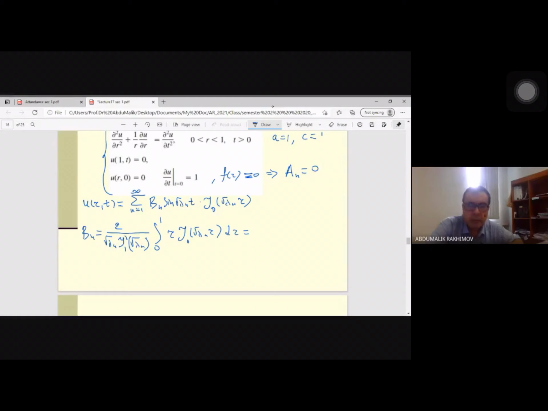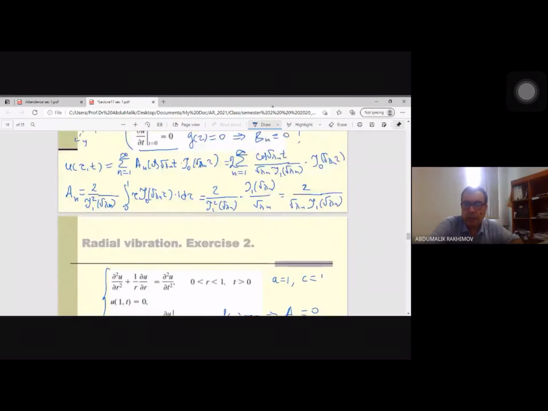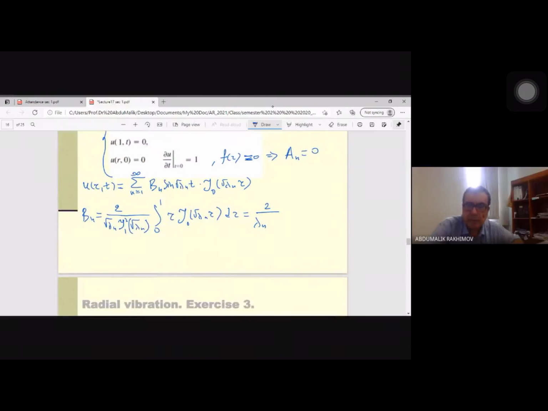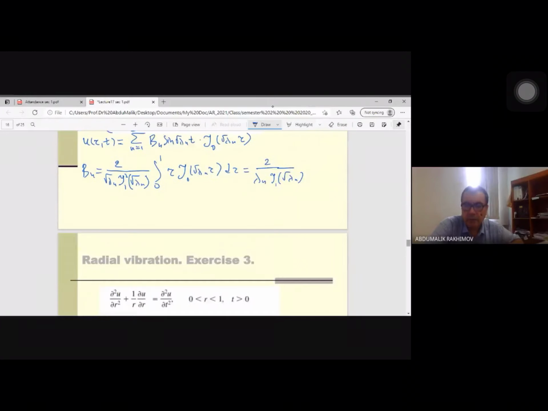So it is equal to 2 over lambda n, not root of lambda n, because you see it has here root of lambda n. We have an extra root of lambda n, that's the difference, because the other things are the same. So it will be just lambda n, J1(root lambda n). So this is the coefficient. For f we have root of lambda n; here we don't have root of lambda n.